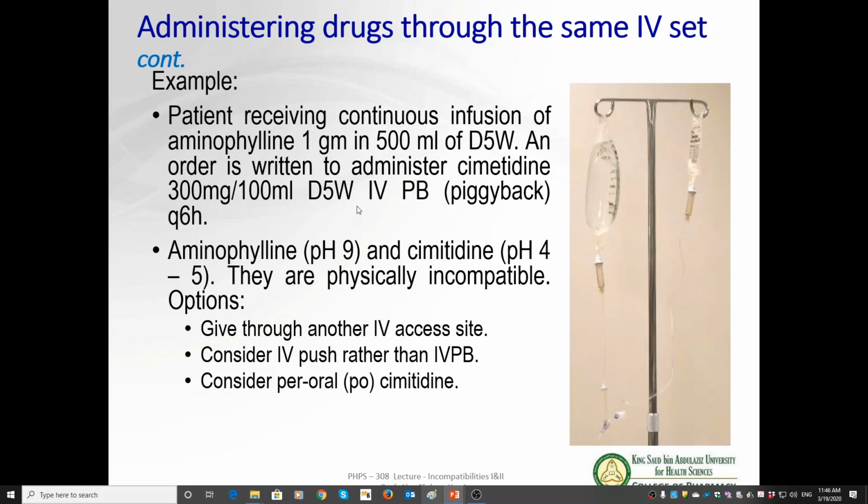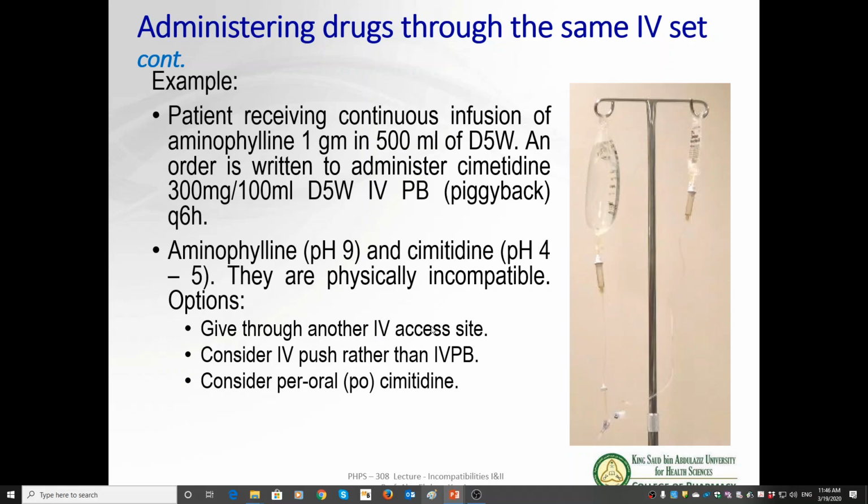When you looked at this order, you investigated the possibility, and you found that aminophylline pH is 9 and cimetidine pH is 4 to 5. So there is a possibility of incompatibility here. So you did not recommend this order, and you recommended one of these.